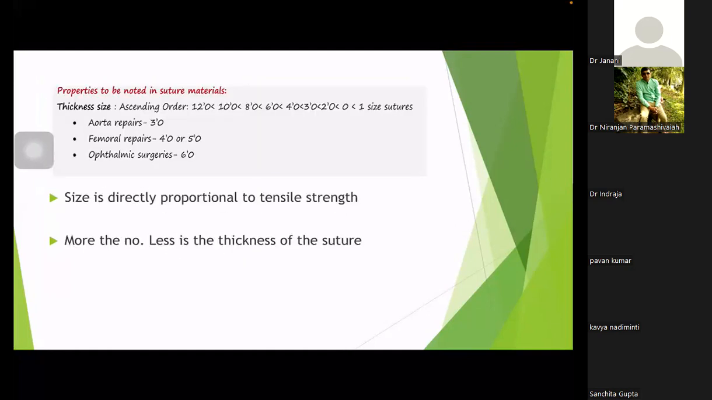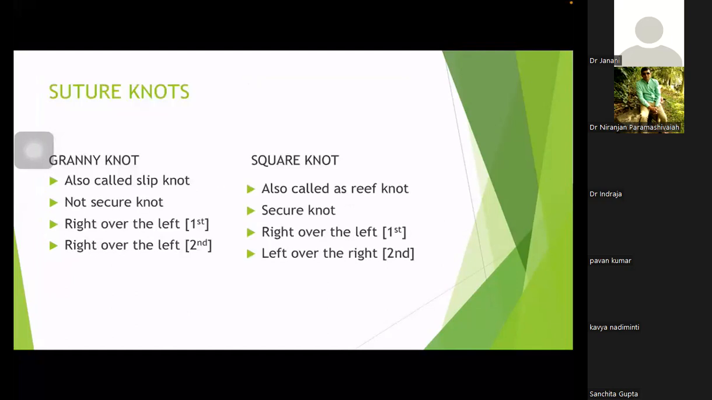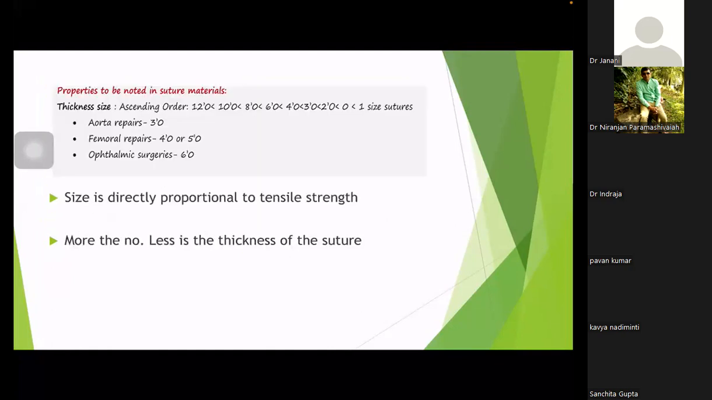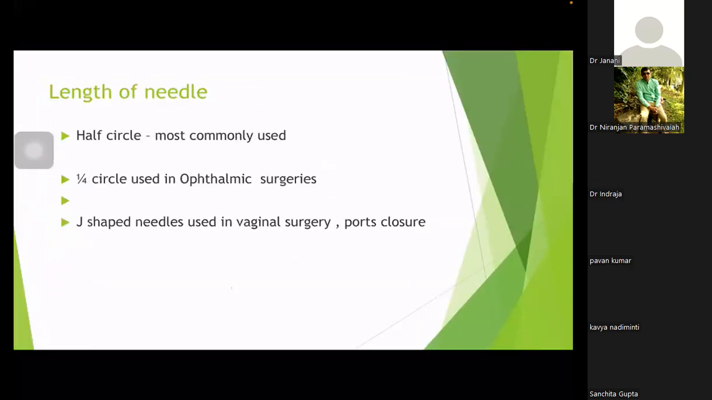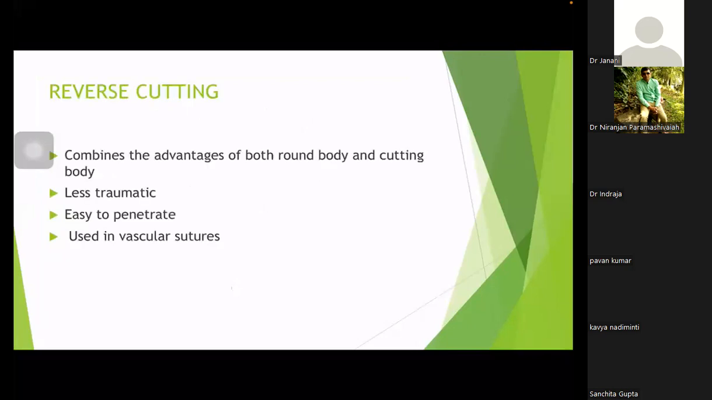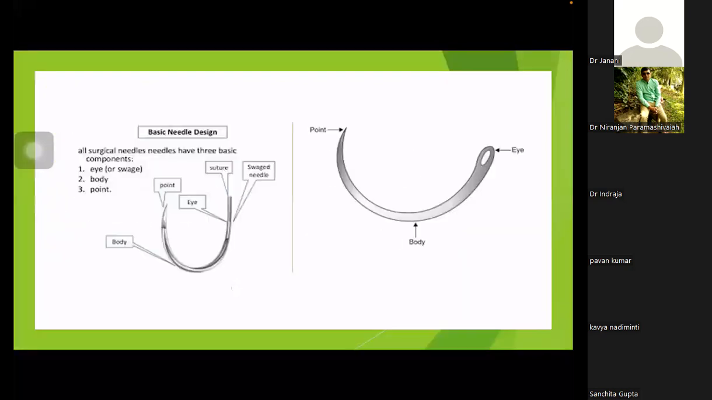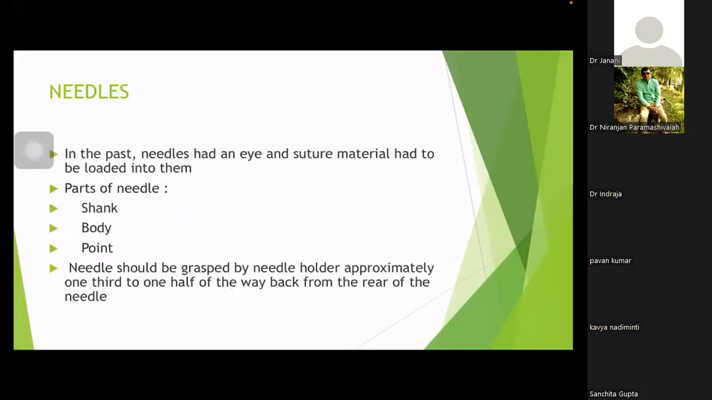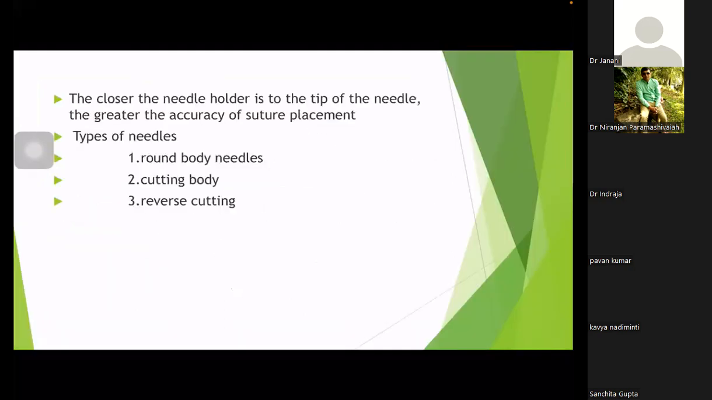Shall I continue? Just a second, Vinod. Sir? Vinod, go back to your needle slide. Yes. No, the circle slide. Next.